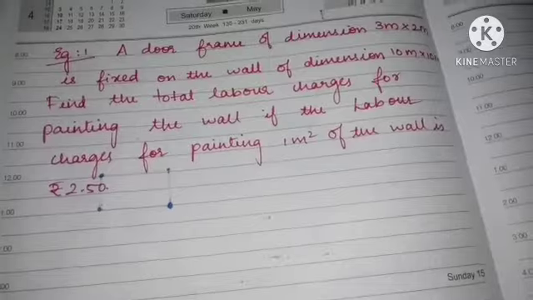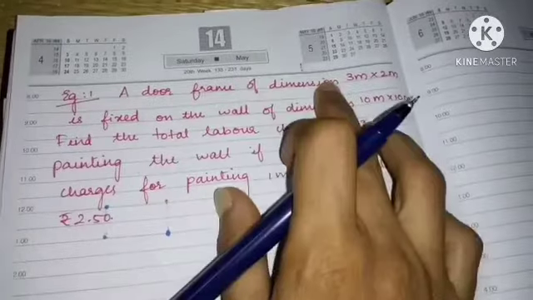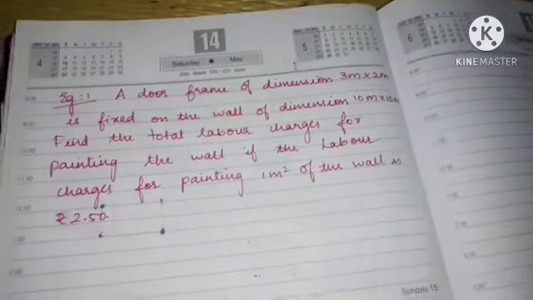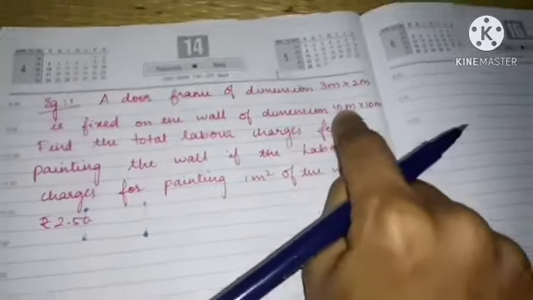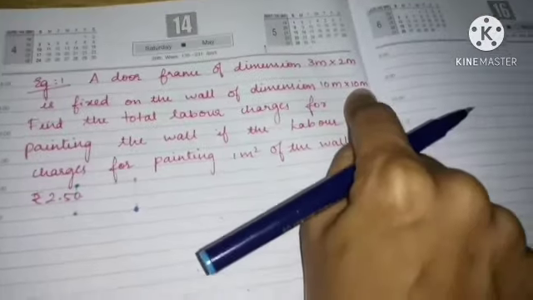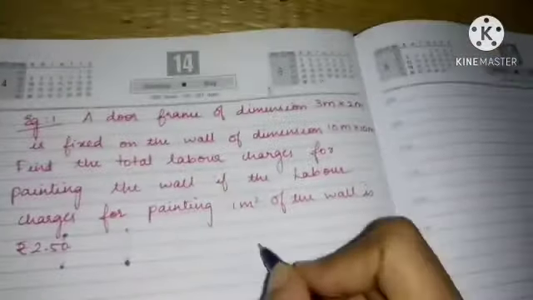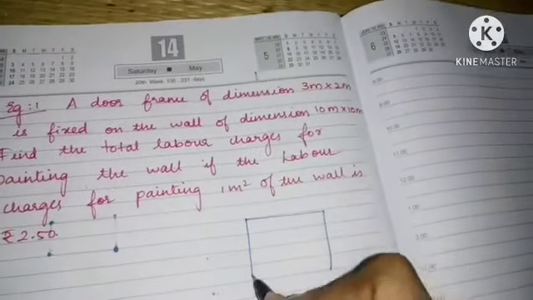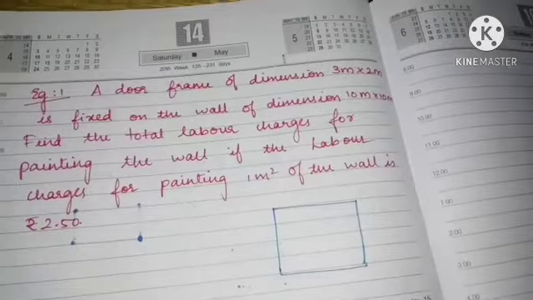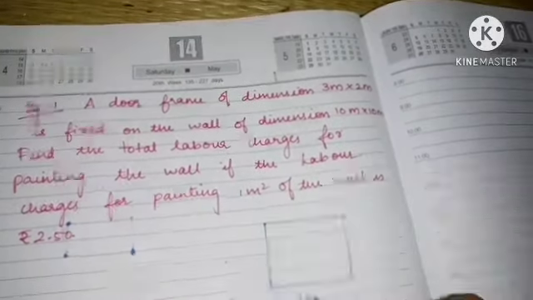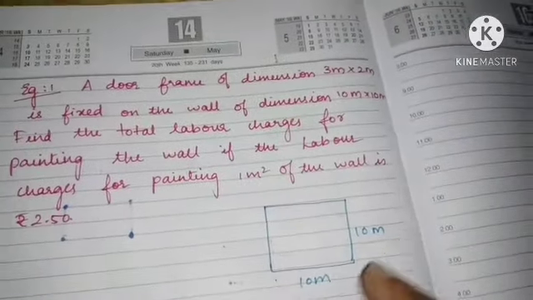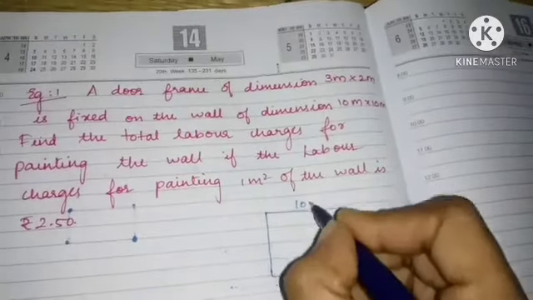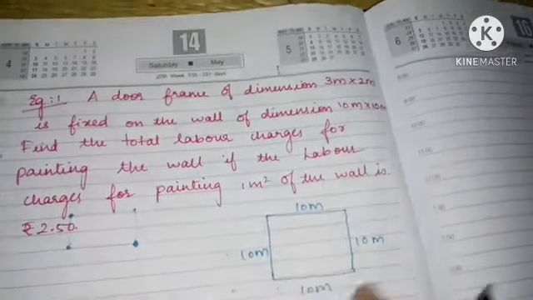Now it is example number 1. So what is given? A door frame of dimension 3 meter into 2 meter is fixed on a wall of dimension 10 meter into 10 meter. So this is your dimension. One wall is there. That wall is in what shape? It is in square shape. So that dimension is 10 meter, 10 meter. If length and breadth is 10 meter, then all the 4 sides are 10 meter.